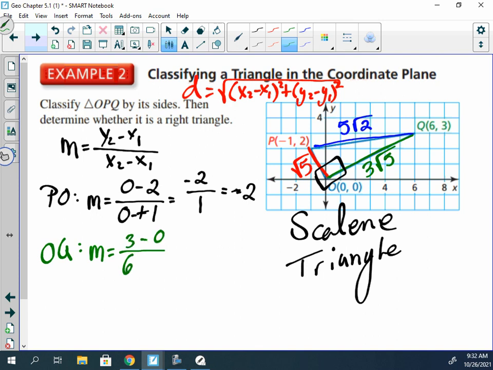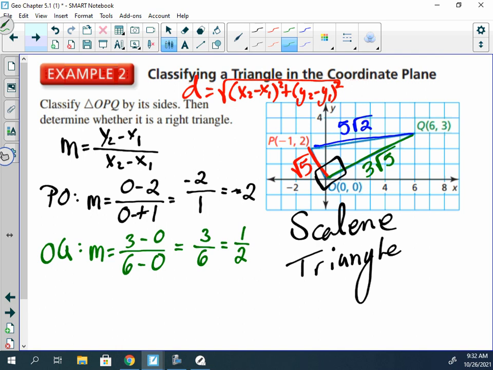almost. Since we started with 3, 6 has to go first. Whichever y value we put first, its corresponding x value has to go first. Well, 3 minus 0 is 3, 6 minus 0 is 6, and 3 divided by 6 is the same as 1/2. So are these opposite reciprocals?